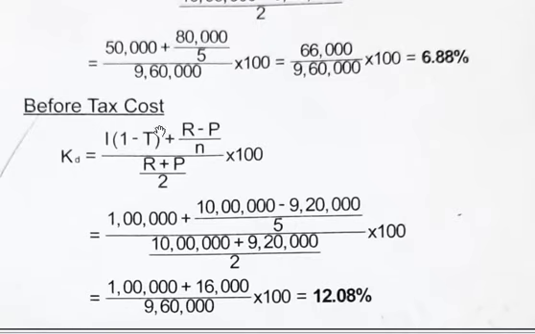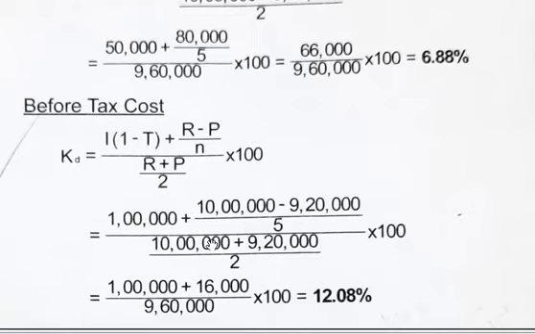See here, before tax you have to exclude this 1 minus t, tax will not come. See, it is just written here, but for the calculation they have not taken it. It's better you don't write 1 minus t, you write directly I plus R minus P divided by n, R plus P divided by 2 into 100. Because it is before tax, you don't take 1 minus t. The rest of the information is the same. I is same, R is same, P is same, N is same. All the information you have to write and then calculate. 1 minus t will not come because it is before tax.